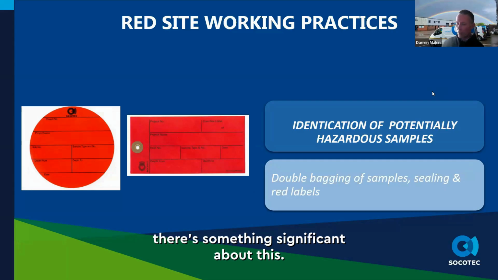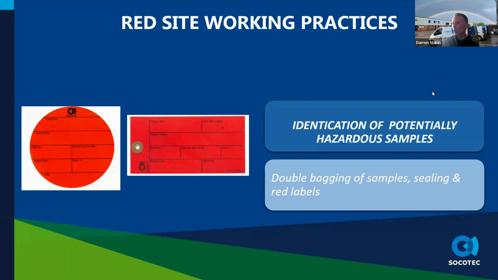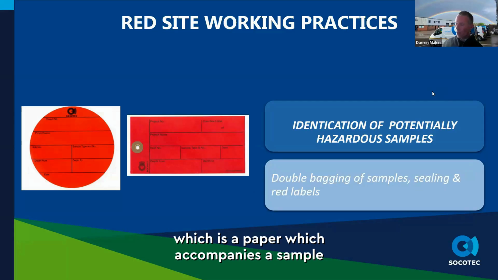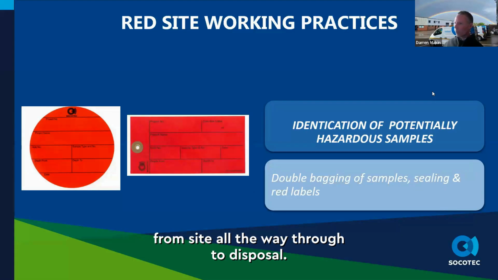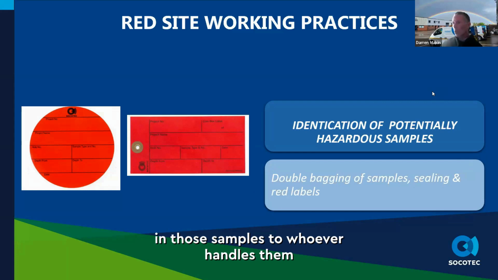In addition to that, we have a system in place where we have red site sample management plans, which is paperwork which accompanies a sample from site all the way through to disposal. It's a chain of custody which explains and identifies the risk from those samples, from the contaminants in those samples, to whoever handles them at each stage of the sample life cycle.